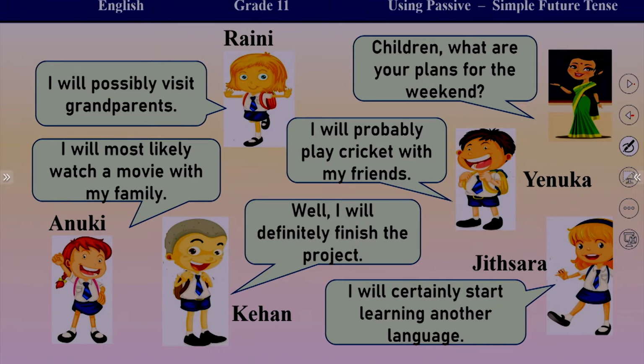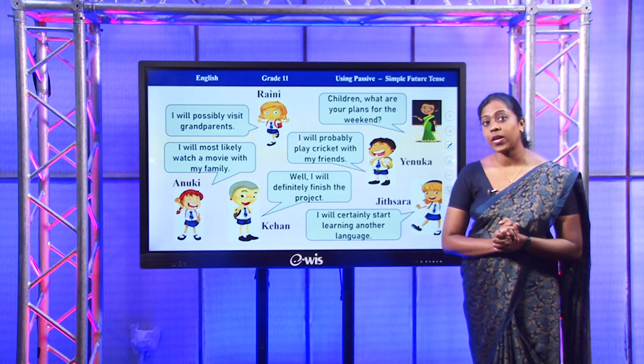The teacher is asking, "Children, what are your plans for the weekend?" Raini says, "I will possibly visit grandparents." Anuki says, "I will most likely watch a movie with my family." Kehan says, "Well, I will definitely finish the project." Yenuka says, "I will probably play cricket with my friends." Jitsara says, "I will certainly start learning another language." So all of them have interesting plans for the weekend.